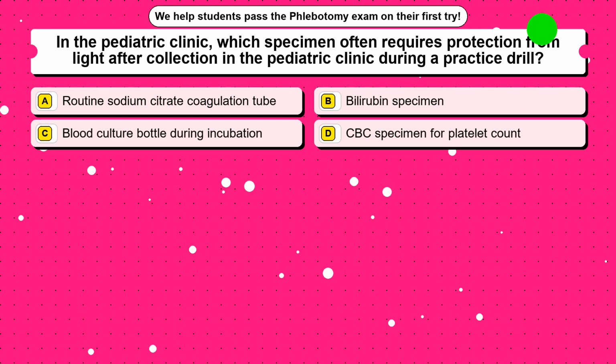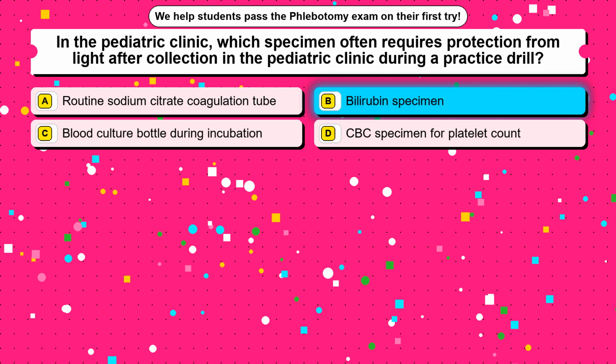Question 34. In the pediatric clinic, which specimen often requires protection from light after collection during a practice drill? Option A, routine sodium citrate coagulation tube. Option B, bilirubin specimen. Option C, blood culture bottle during incubation. Option D, CBC specimen for platelet count.